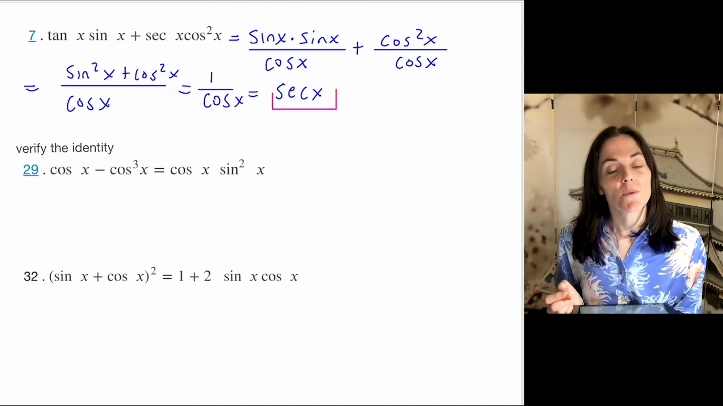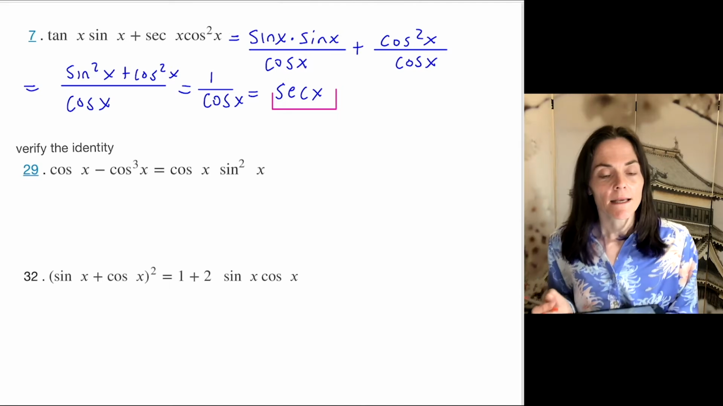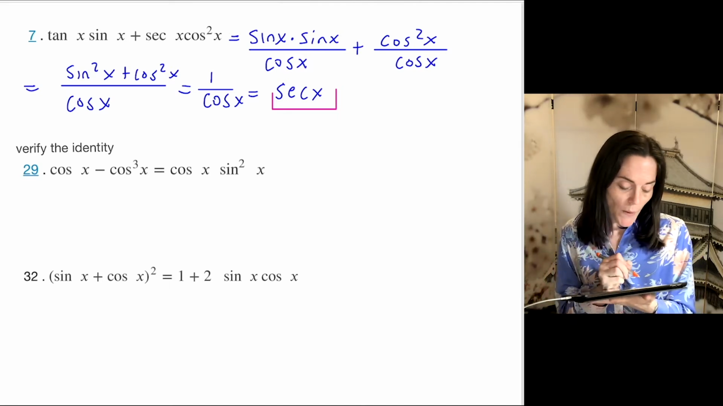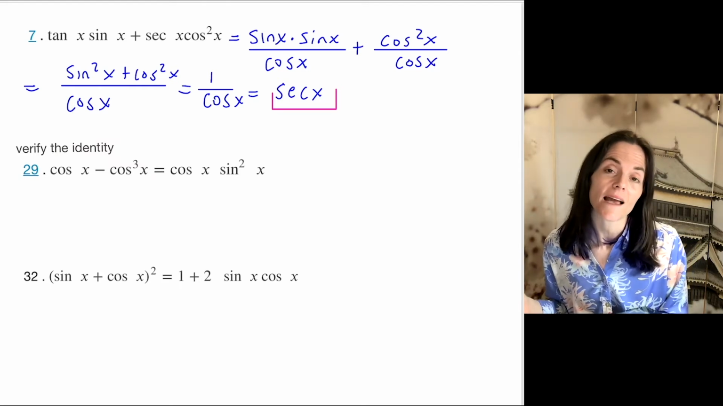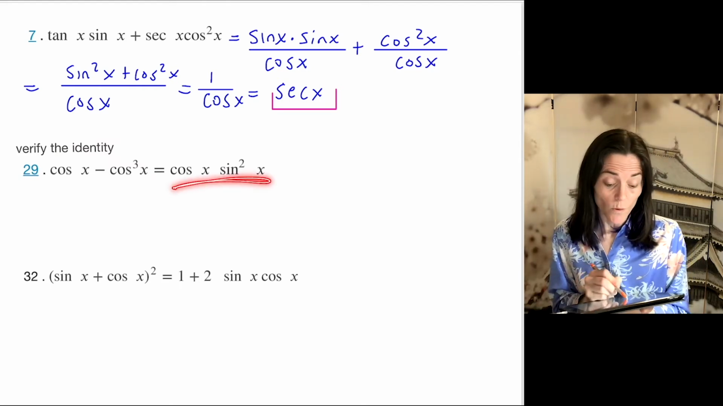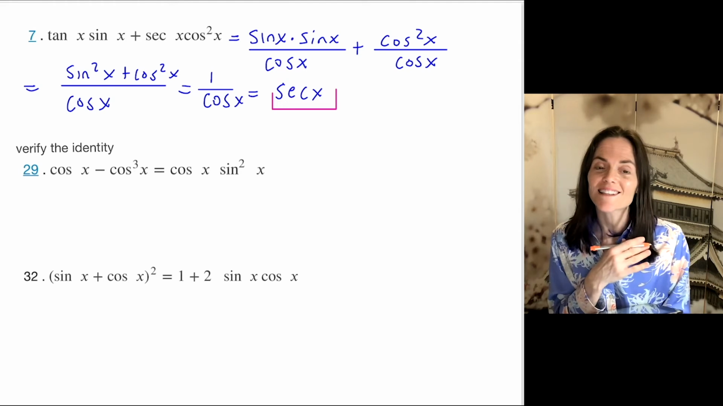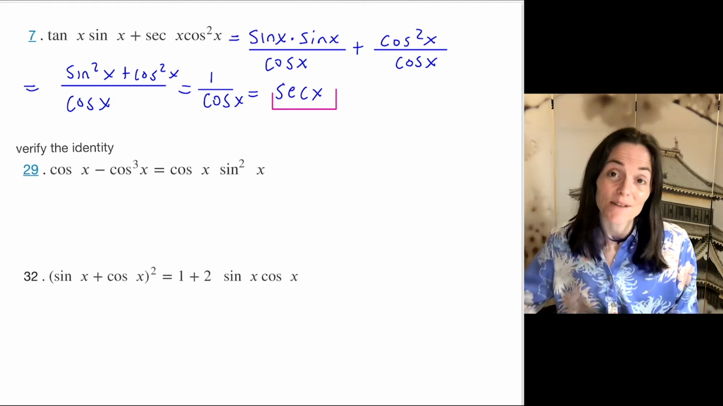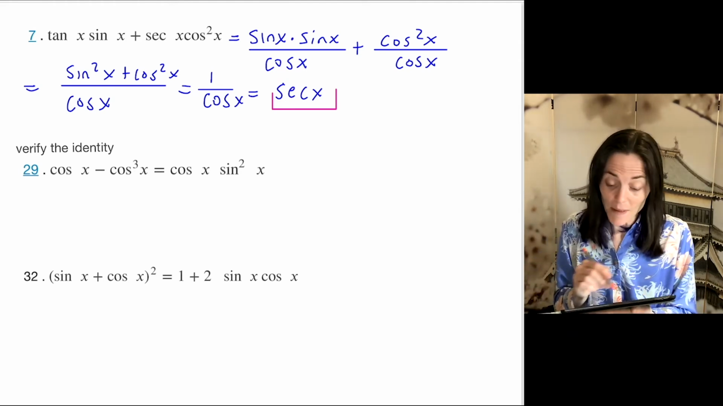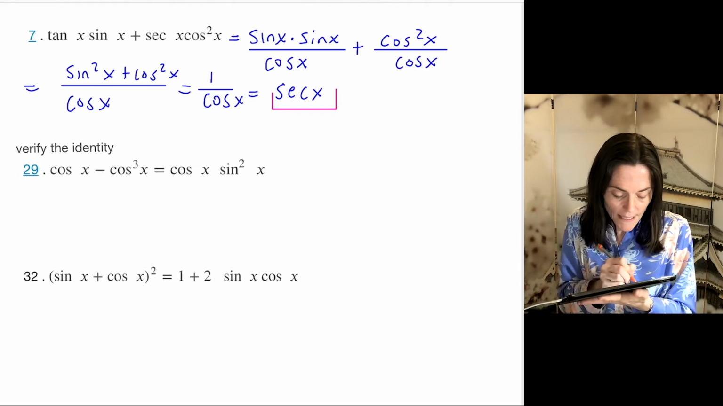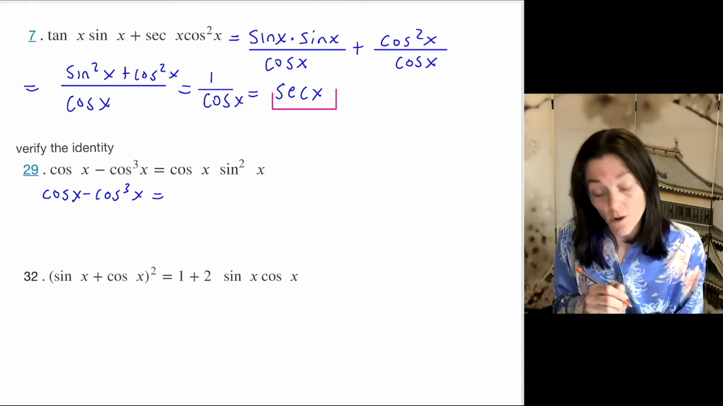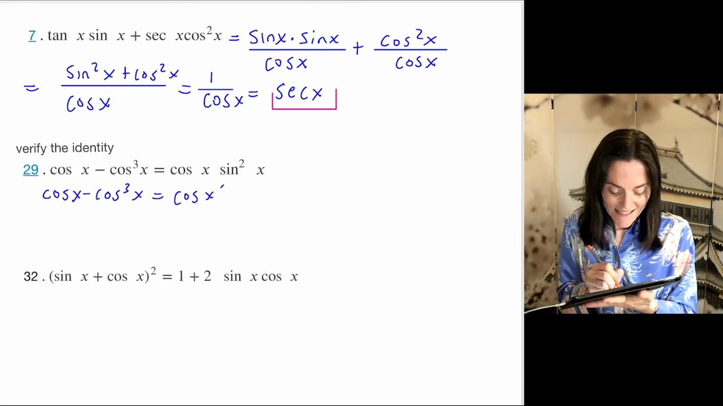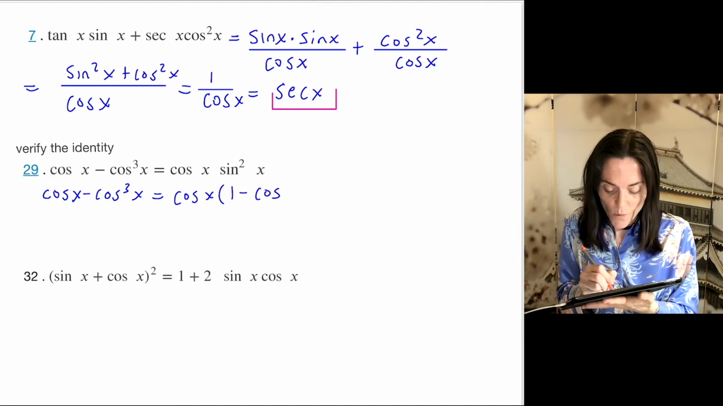Now the next two, we want to verify an identity. The best way to go about this is to start with either the left-hand side or the right-hand side and use trigonometric identities until you arrive at the other one. So I'll just start with the left-hand side, and then I should arrive at the right-hand side. That would be my verification. So the left-hand side, you see I have cosine x minus cosine cubed x. And the first thing I realize, I can factor out a cosine. So I have cosine x, and then I have 1 minus cosine squared.